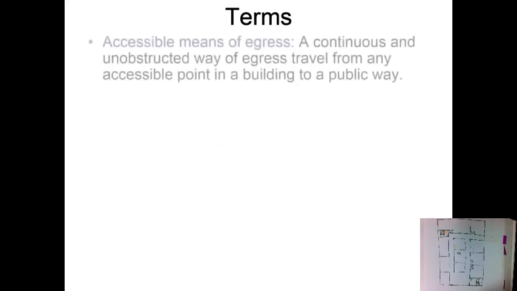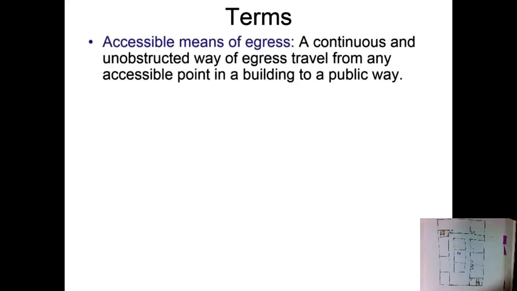So let's talk about terms, because there are all different types of terms, and you need to be aware of those terms. We have accessible means of egress. That's a continuous and unobstructed way of egress travel from any accessible point in a building to a public way. So remember, when we talked about getting out, if someone's here, they have to be able to roll. You can't have furniture in the way. You've got to have the correct aisle width to be able to get people out of the building and to your exterior part.